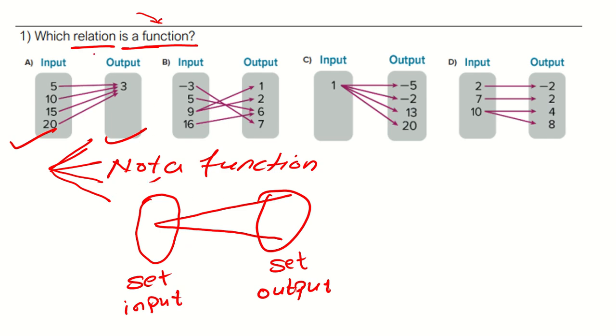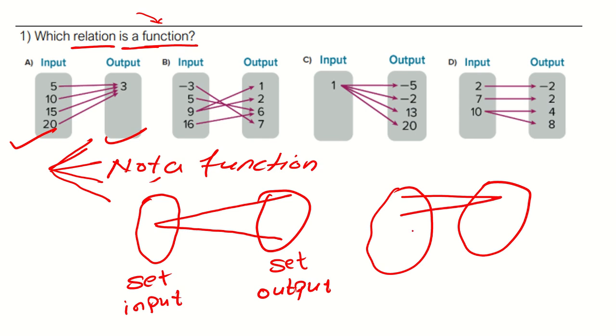Now, the question is: which relation is a function? For a function, repetition should not be in the input. It can be repeated in the output, but not for the input. You can see in this second picture, two lines are going from this 9. It means 9 is related to 1 and 9 is related with 2 also.